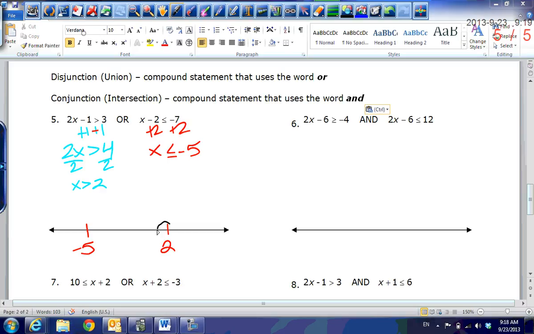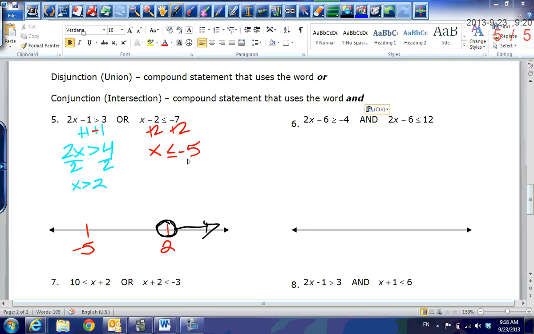Open circle, well done, that's what I was looking for. So I have an open circle at 2, and then greater than, which way should my arrow go if I'm going from up here? To the right. Boom. To the right, to the right.